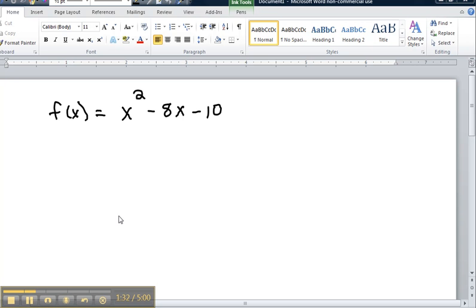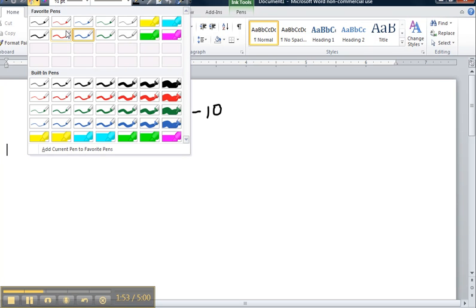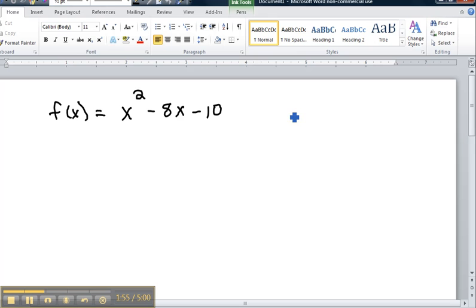Okay, the next problem, we're looking for the vertex only. Again, you could take this and graph it, but you need to know how to do this without using the graphing calculator. To find the vertex, there's a little equation to do that, and the equation is x equals negative b over 2a. Negative b over 2a will give you the x value for the vertex.